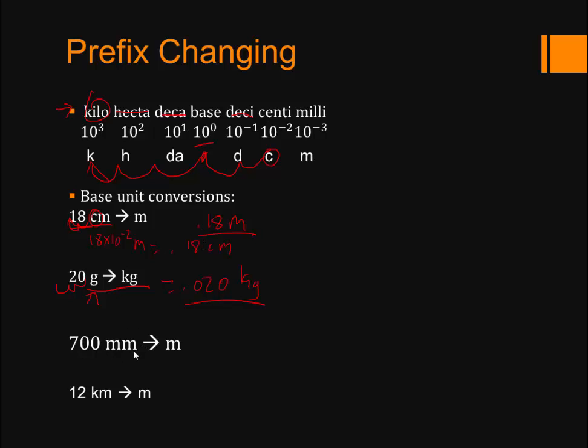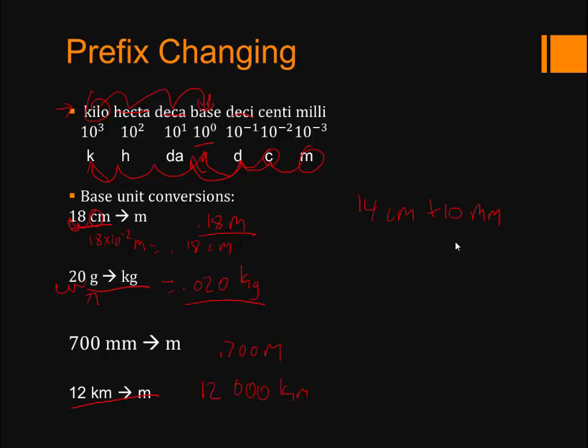And then 700 millimeters to meters. Millimeters is over here. 1, 2, 3 places to base. So this becomes 0.700 meters. And then finally 12 kilometers to meters. We've got kilometers over here, and base meters are here, so 1, 2, 3 places to the right. This is 12,000 meters.